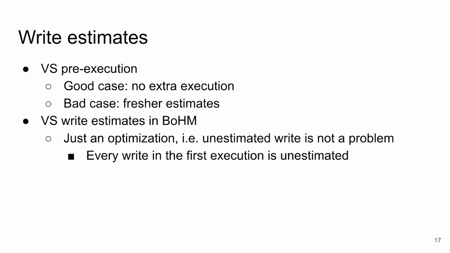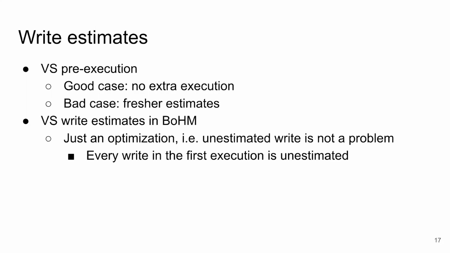Why is that? Because in a good case where we didn't have any aborts, we did not need to execute everything one more time. And when there are aborts, pre-execution's estimates were from the initial state, but here, every time I abort, I am running in a fresher state. Basically I generate estimates when I need them, and the quality of them keeps improving if I keep aborting, right? So this is basically the idea here. And in contrast with BOM, our estimates are just best efforts, right? If they're good, they're good, but if we miss something, it's not a disaster.